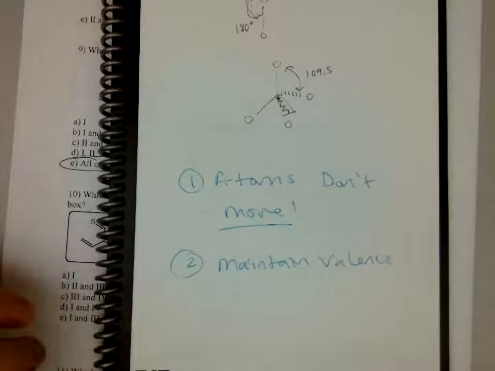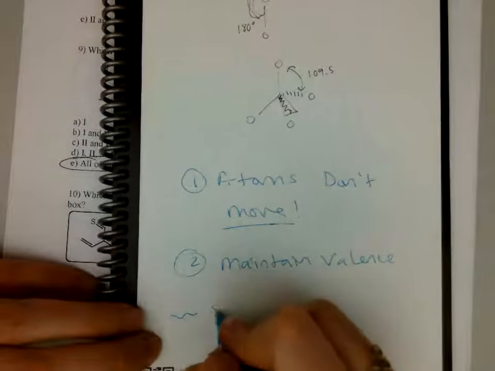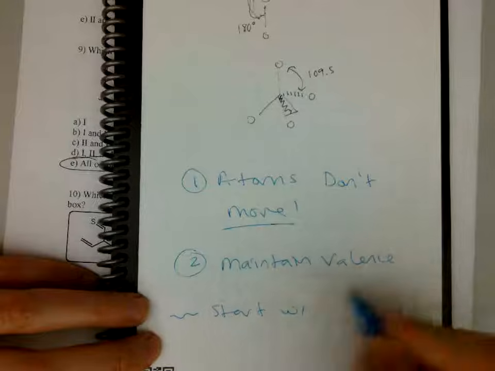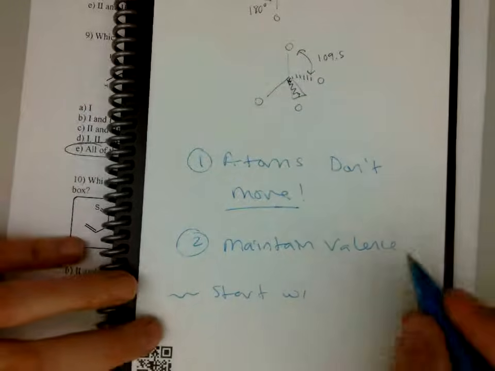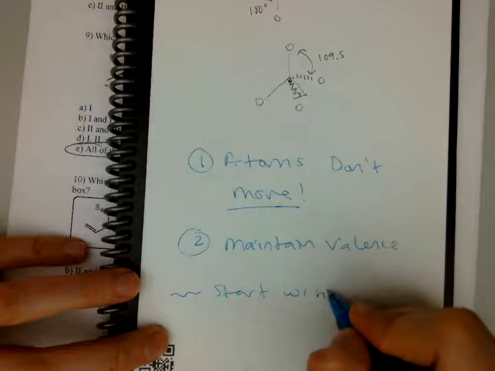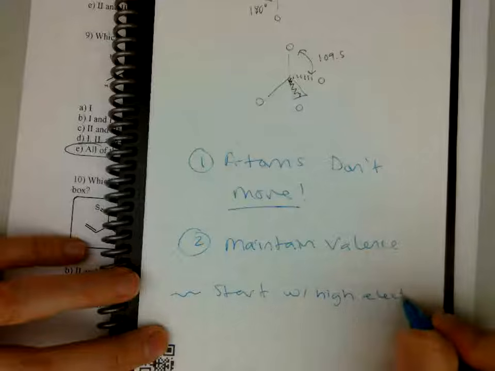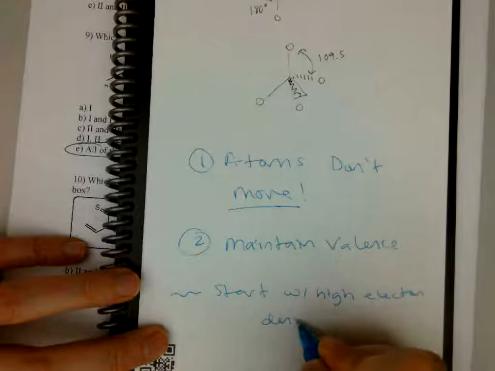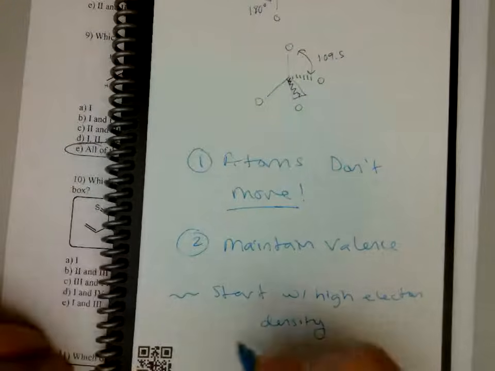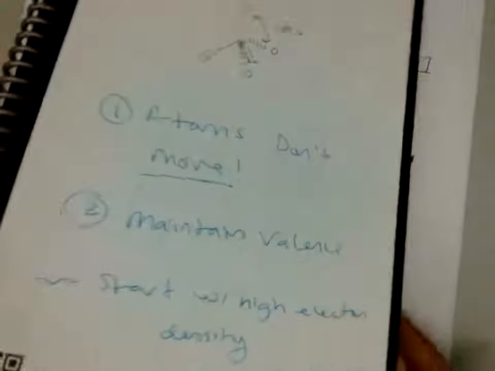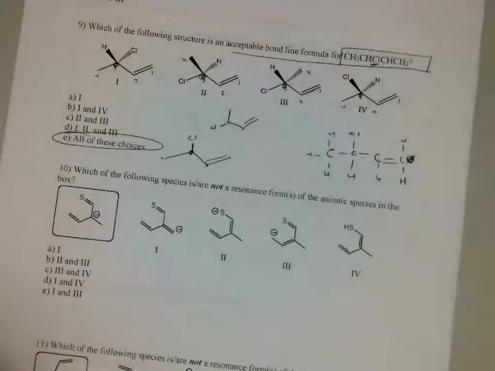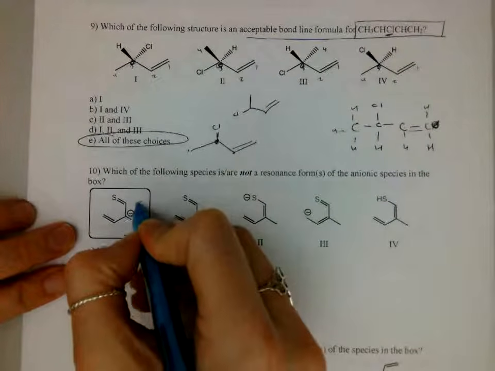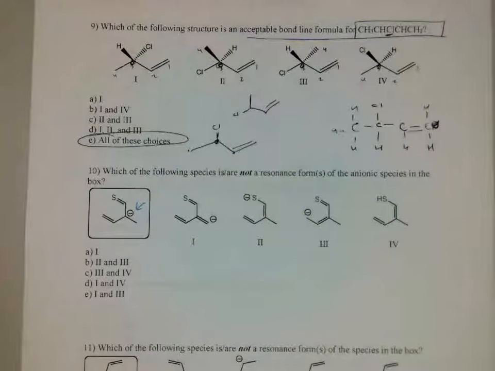And I always start, this isn't a rule, but a suggestion, start with where the extra electrons are. So we call that the high electron density. Like the amount of electrons in the area is more, let's start there. So here for question 10, the high electron density area is right there where that lone pair is.